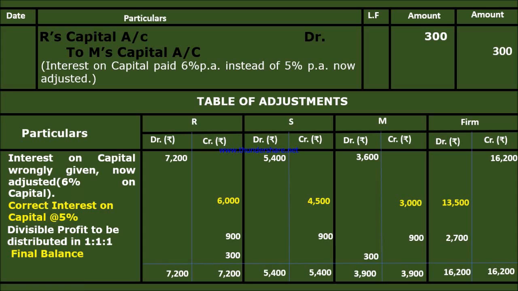How much? 1% of 1,20,000, 1% of 90,000, and 1% of 60,000. And that figure you have to just write in the debit side of all the partners and credit side of the firm's account, and just you have to make the balance, and you will get the answer.